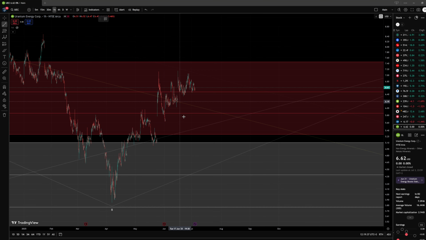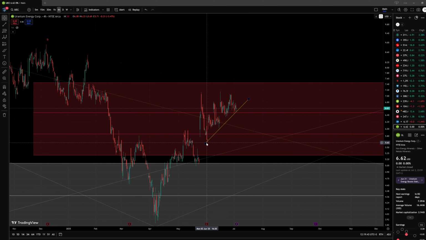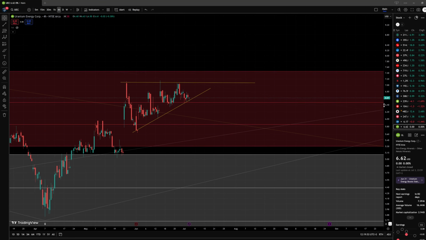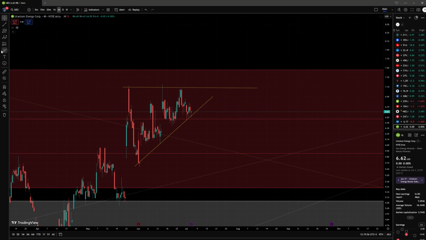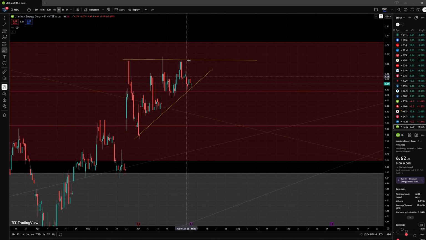So in this move to the upside here, we can track some sort of an ascending triangle that might be forming here, something like that. And usually these ascending triangles break to the upside, and it could be the case that we continue to wiggle up this trend line until we actually get to the top here and break above it.